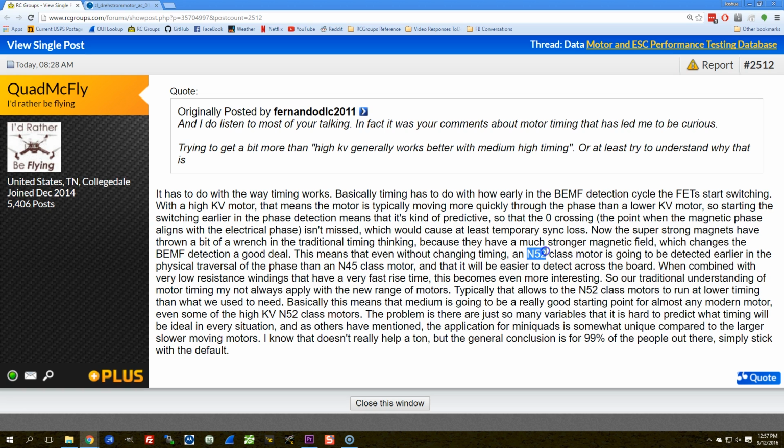This is like an Emax Red Bottom is using N52. Actually, most modern motors are using N52 magnets these days, whereas N45, like I think the Rotor Geeks motors I'm running have N45 magnets. Also, we have very low resistance windings, which means that they take the current and they build the magnetic field very quickly, which means that we can have slightly later timing, and these two things may balance out.